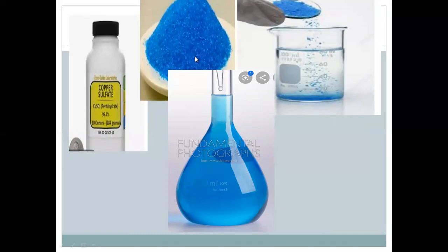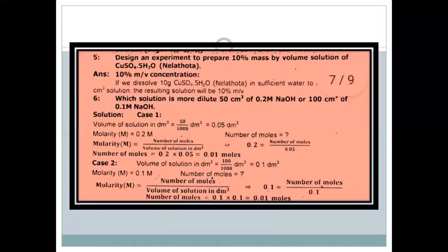Take 10 grams from this bottle, then dissolve it in some water, and then transfer that solution into a 100 ml volumetric flask and add water in it till the mark. This is the mark. So add water in it till the mark. This will be our desired 100 ml 10% mass by volume copper sulfate solution.